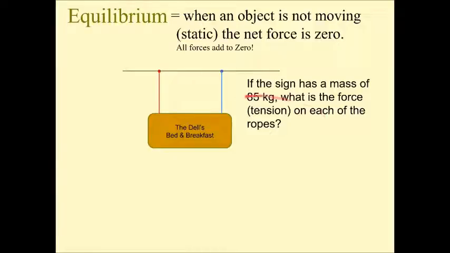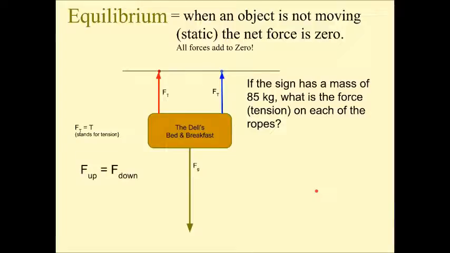ropes. The sign is stated as 85 kilograms, and what we're going to calculate is the tensional force on each of the ropes. Logically, we have weight going down, and we're going to calculate the tension. We're going to subscript the force with a T to call it tension.